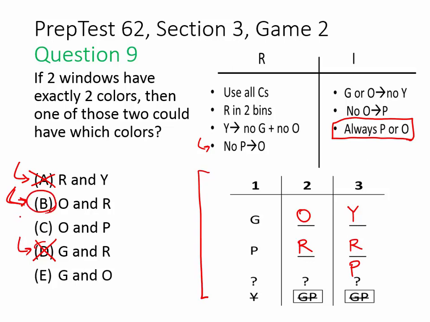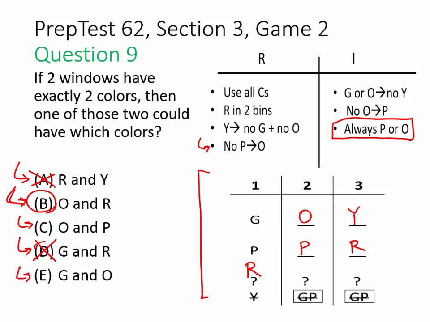Let's just check C and E to make sure that they don't in fact work. So I'm going to delete what I've got worked out here just so that we stay a little bit neater. And we'll take a look at C. Can we build a window with nothing but O and P in it? Well, again, Y would have to go over here. We need R in two windows. R has to go there and there.